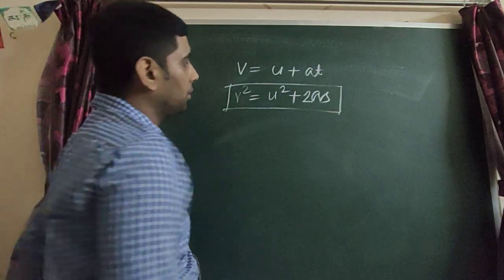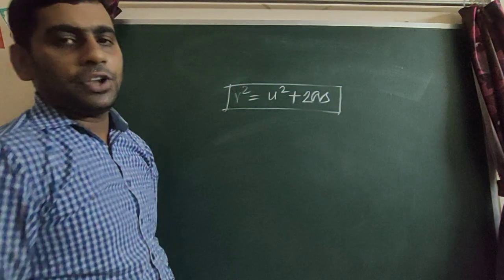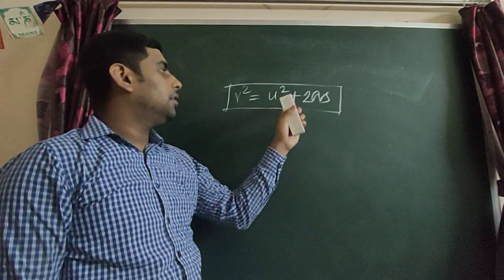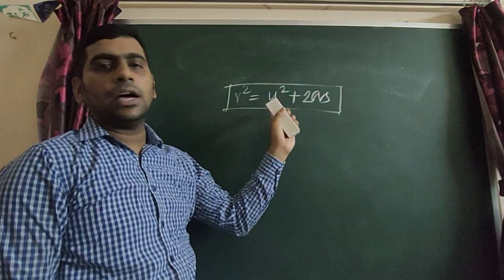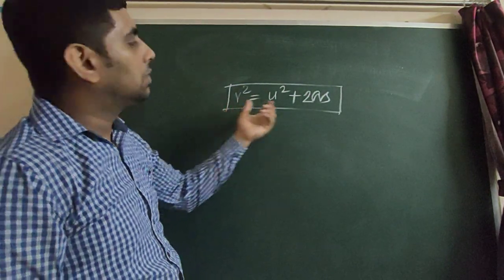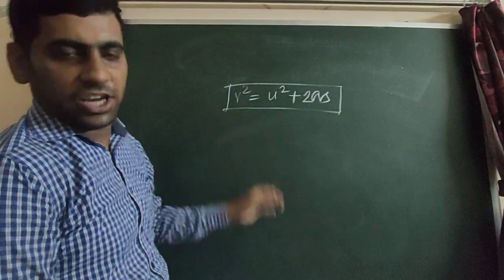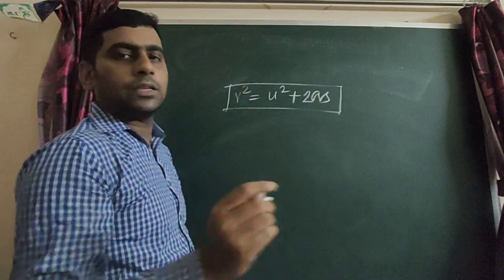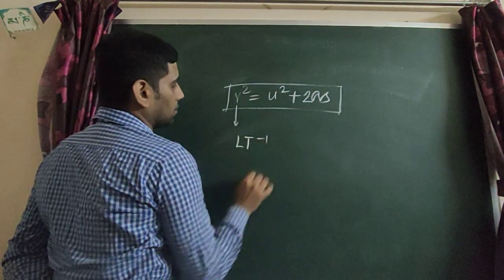Let us check how. As you know, from the principle of homogeneity, physical quantities can be added only when the dimensions are the same. So if I can prove the dimension of the left hand side equals the dimension of the right hand side, that proves that this equation is correct. The dimension of velocity, that is displacement by time, so the dimension of V is L T to the power minus 1.